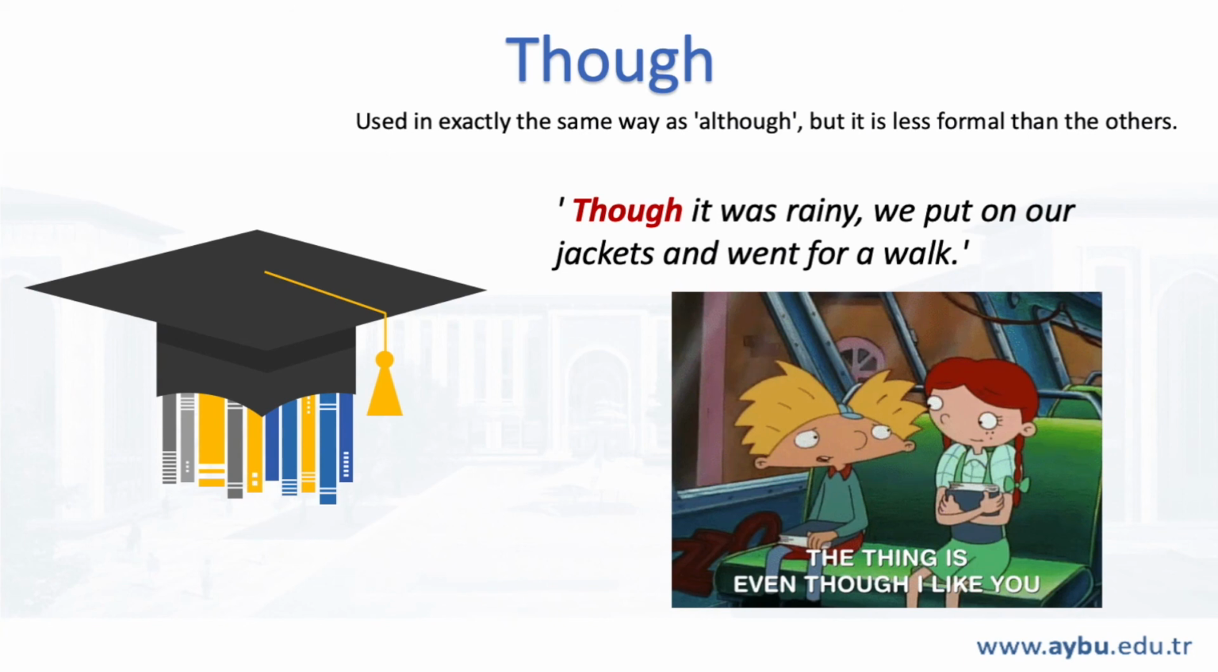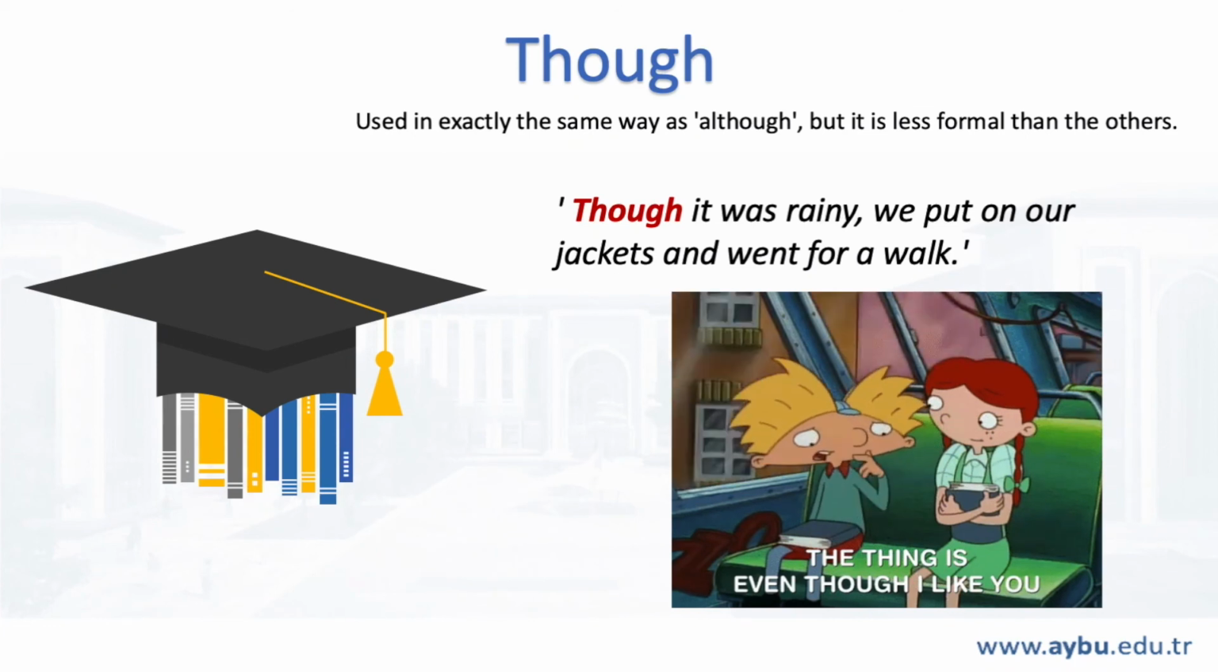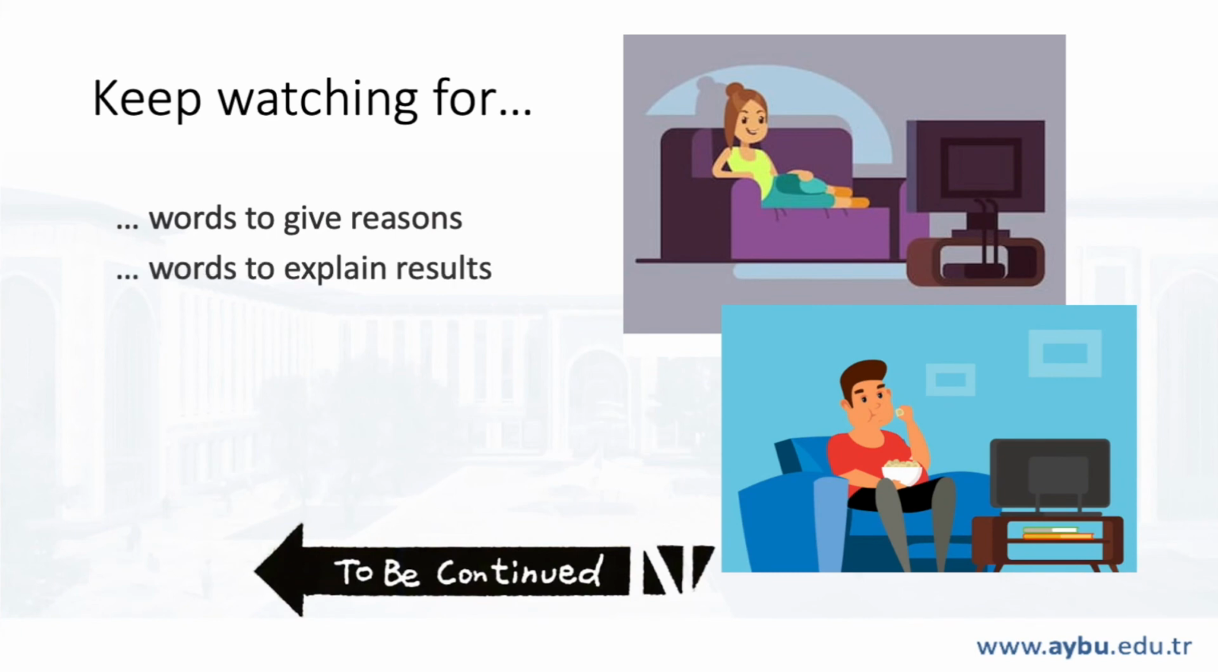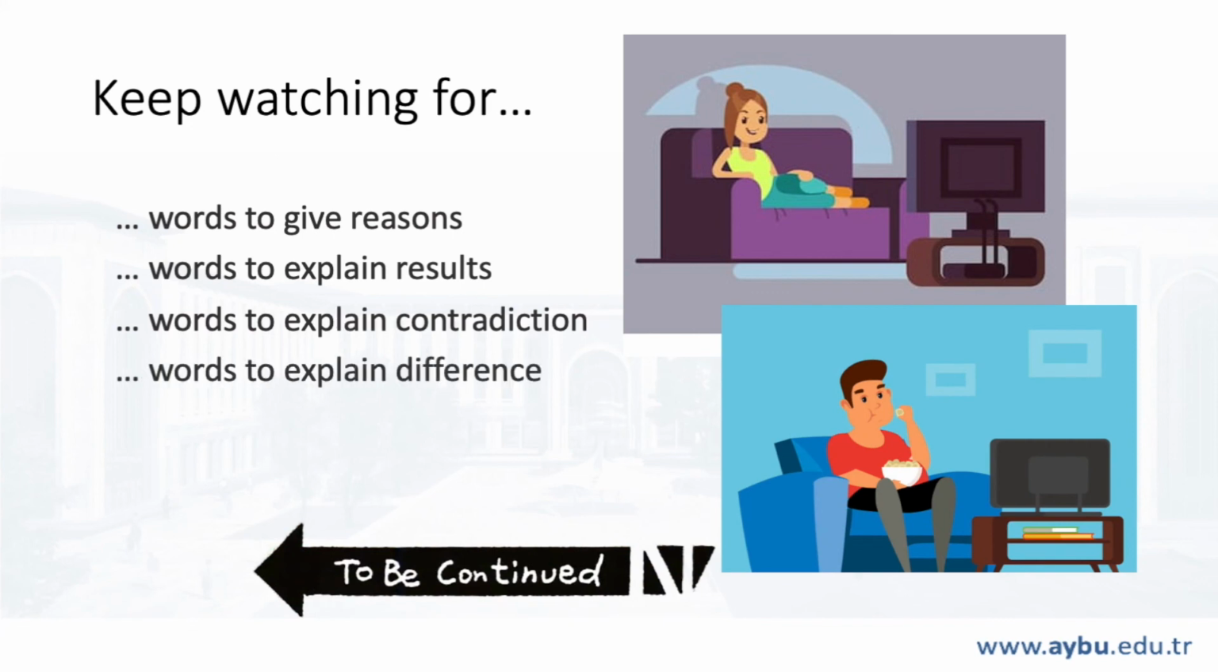Now I have introduced the words to show similarity and the words to show contrast. In the next video, in video part 2, I'm going to talk about words to give reasons, words to explain results, words to explain contradiction, and words to explain differences.